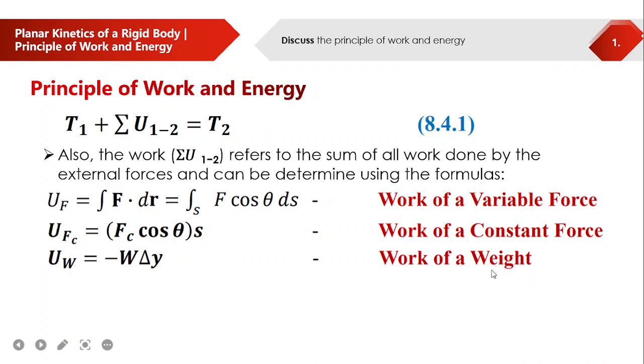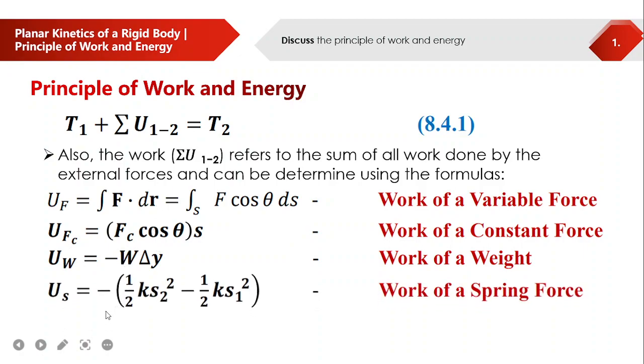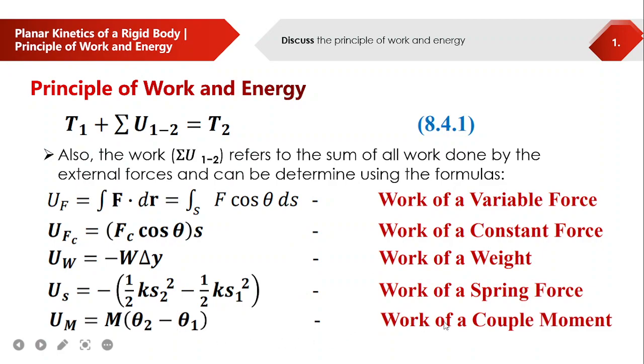Okay, so that will be your work of the weight naman is this one, negative W delta Y. Alam natin kung bakit negative yan, no? The work of the spring force, ayan, negative 1/2 K S sub 2 squared minus 1/2 K S sub 1 squared. Ito yung pag-compute ng work of the spring force. And also with the coupled moment, no? Ganito din yung formula on how to solve the work of your coupled moment, okay? And your total or sum of all the work done on our rigid body will be summation of U 1 to 2. Okay? Kung na-compute mo na ito lahat, sum mo lang sila lahat algebraically, and you can have your work.